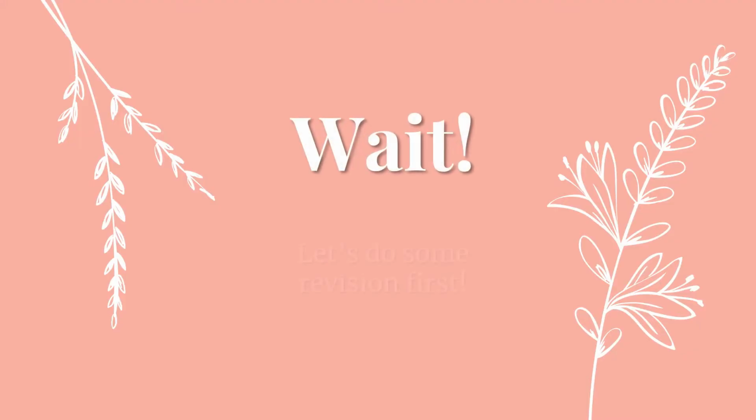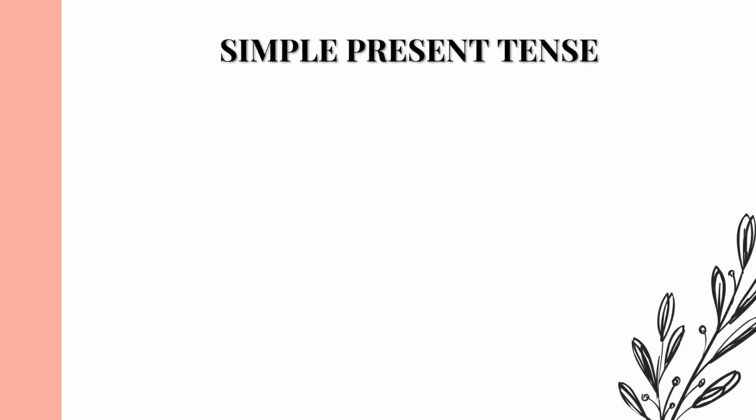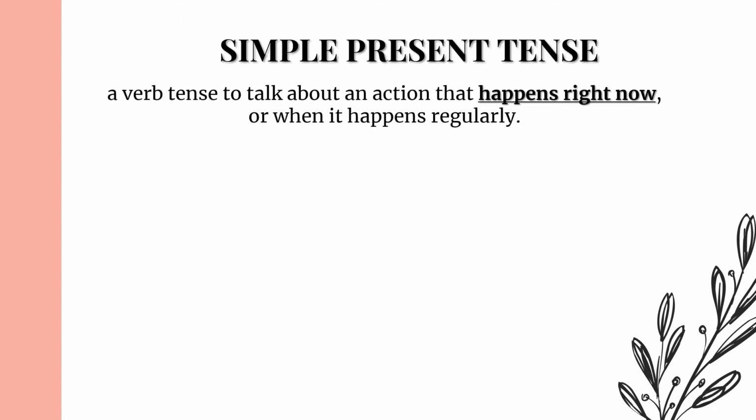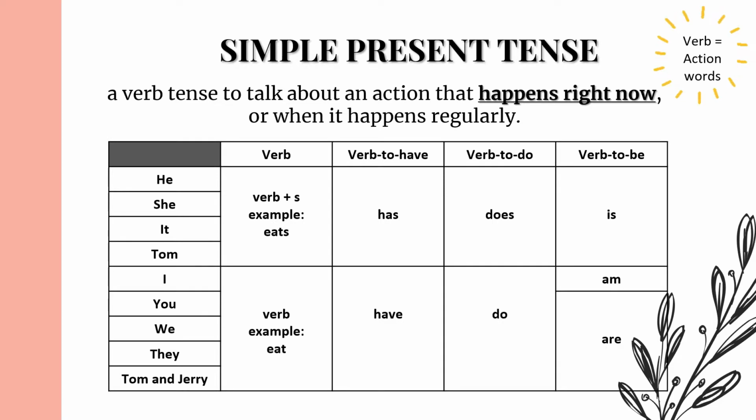But wait, let's do some revision first. Simple present tense. I am sure that all of you are familiar with simple present tense. Simple present tense is a verb tense to talk about an action that happens right now or when it happens regularly. When we talk about verb, you need to remember verb is an action word.